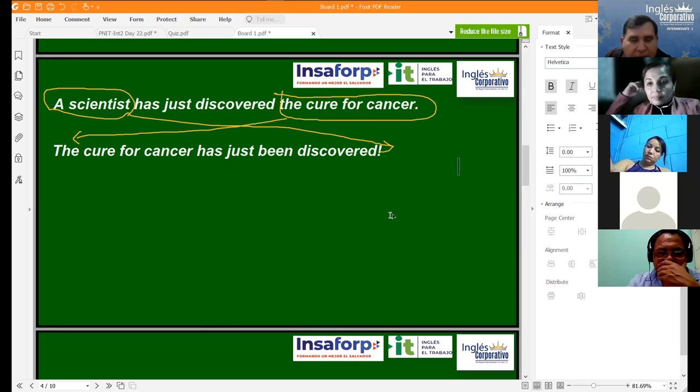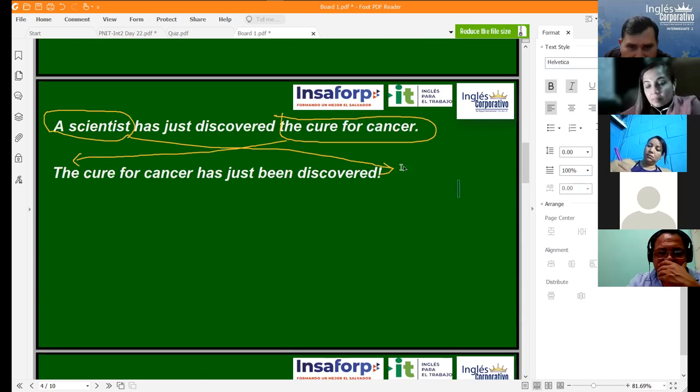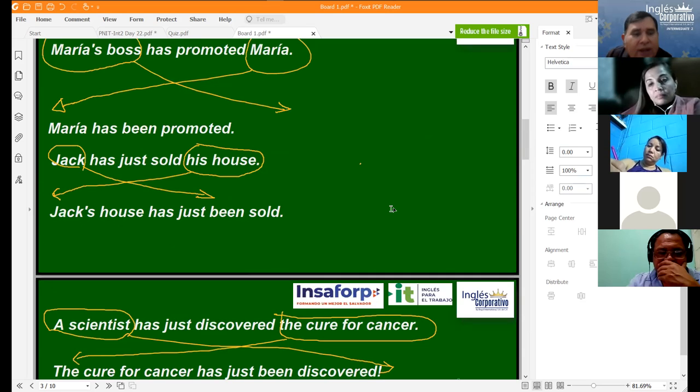Okay, so in the passive voice, the important thing is the action that happened, or the result of the action, but not the person. Who executes the action is not important. For this reason, we eliminate the agent when, number one, it is a pronoun, like them, him, her, etc., because it doesn't give us information. We also eliminate the agent when it is someone, nobody, etc., because it doesn't give us information.